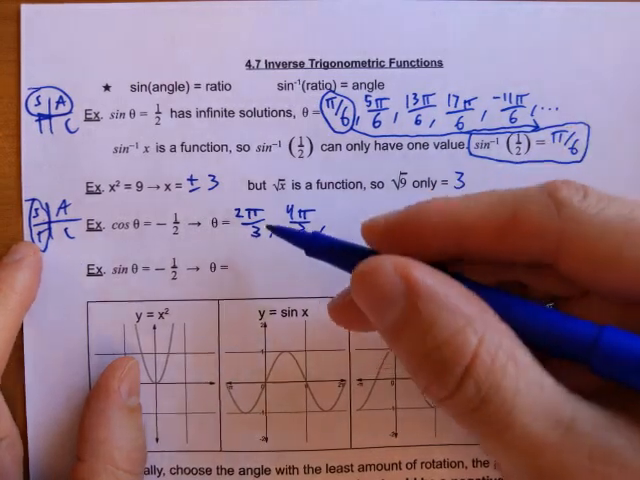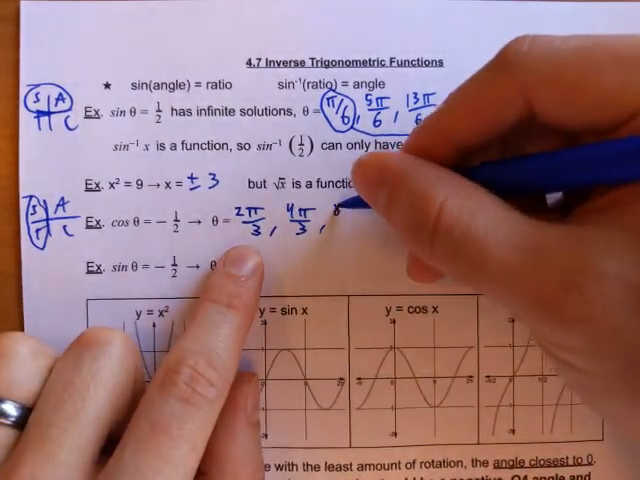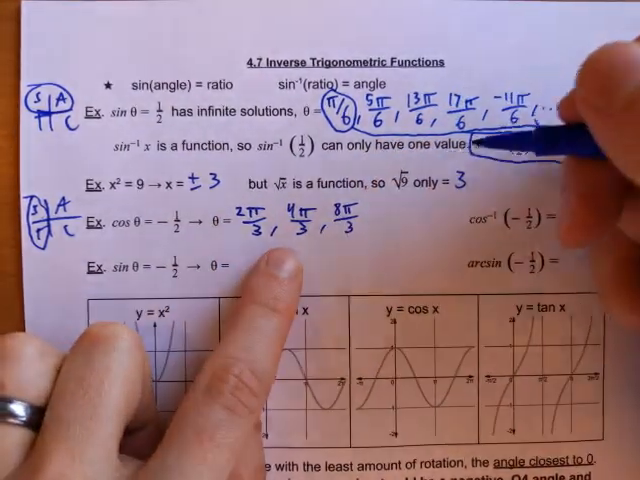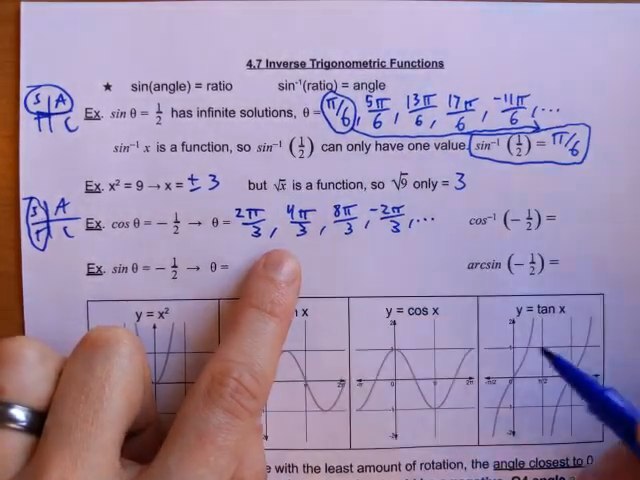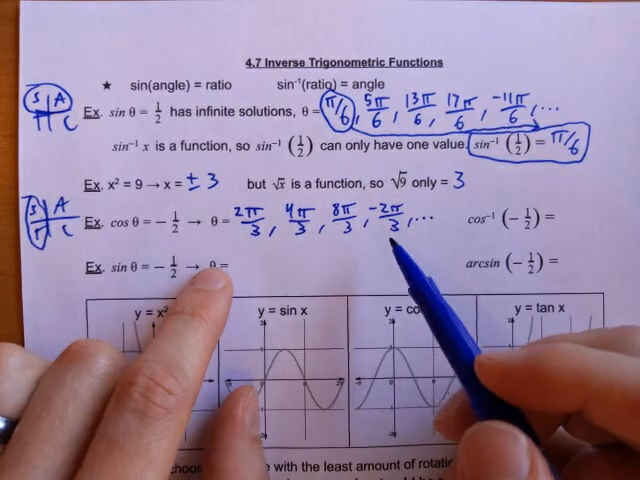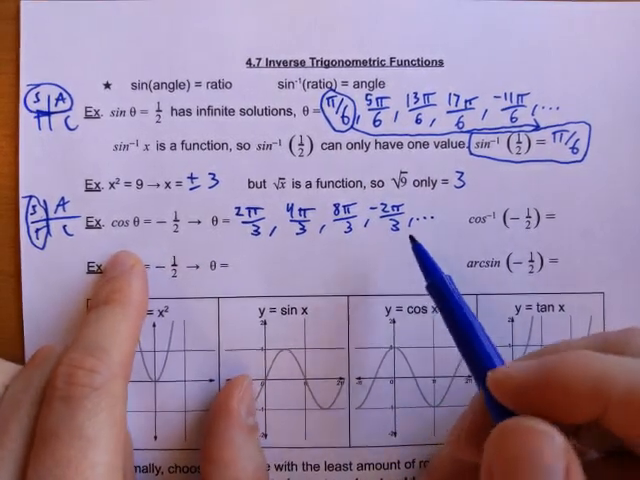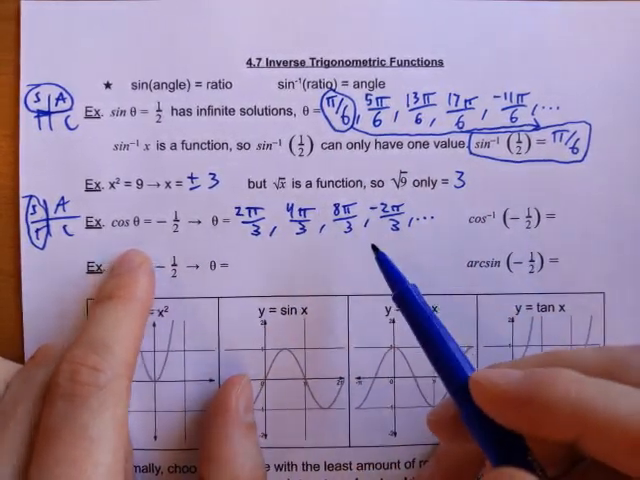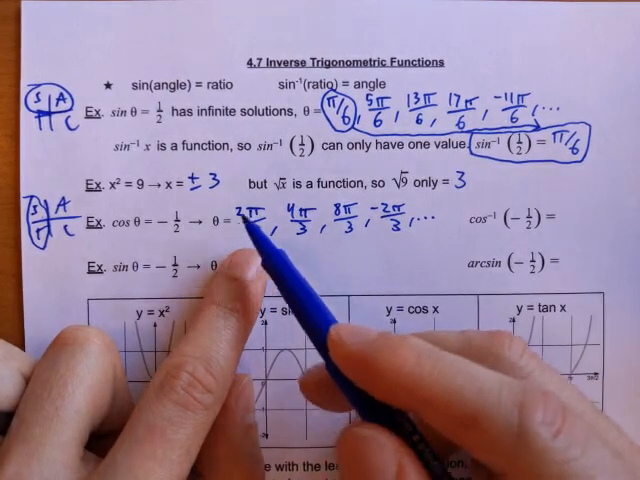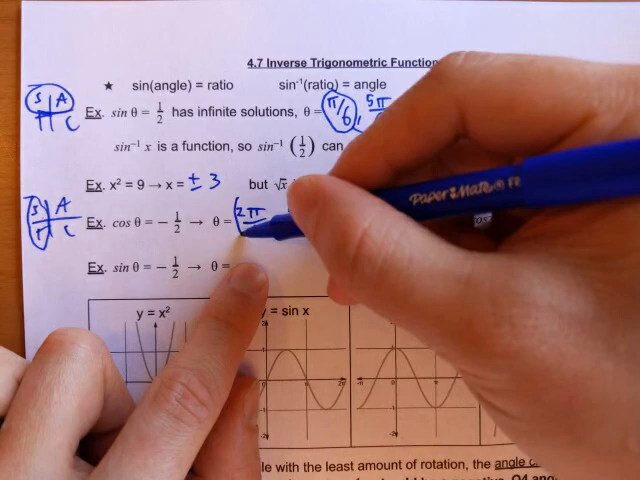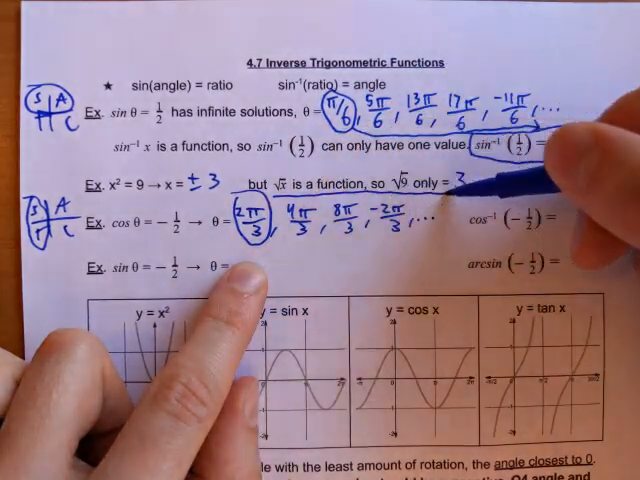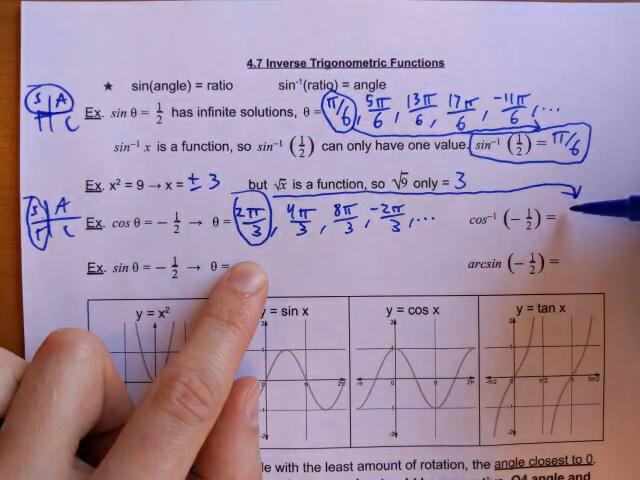You could add 2 pi, and that'd be adding 6 pi over 3. You could have 8 pi over 3. You could subtract. You could have negative 2 pi over 3, and so on and so on and so on. All these angles satisfy that equation. But out of all of these, which one would we pick? Again, we're gonna pick kind of the first one, the smallest positive angle here. This 2 pi over 3 is going to be the one we pick.